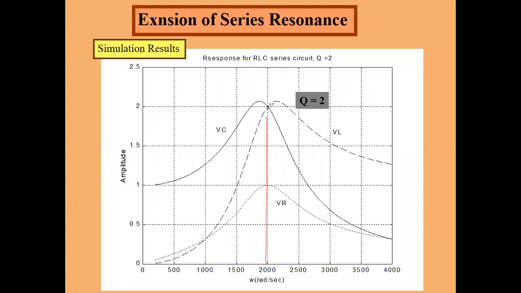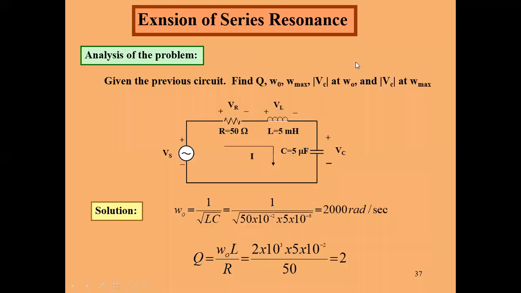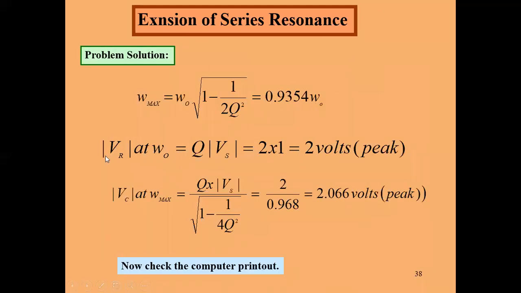At this point we want to find the value of VC as well as VL, and that value is nothing but 2. The amplitude is 2 in the graphical form. We are also able to find it using calculation. In that calculation, VR is 2 volts peak, and VC is also 2 volts peak. This means that at resonance, the values of VR and VC are equal to each other.